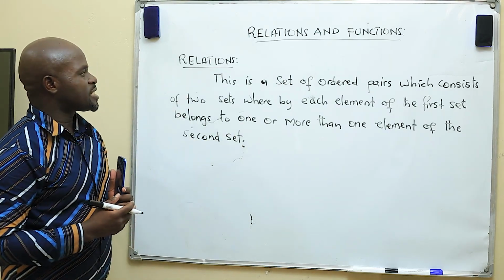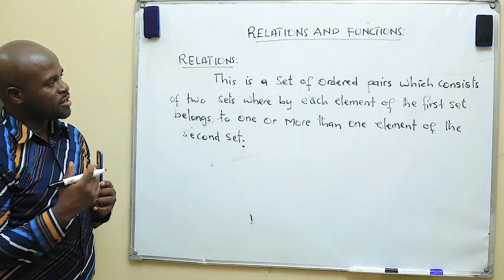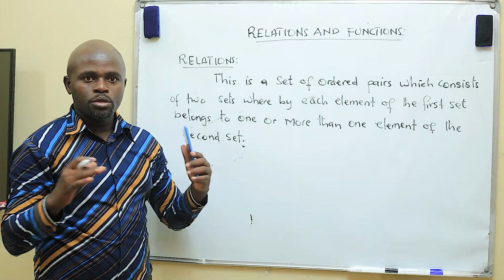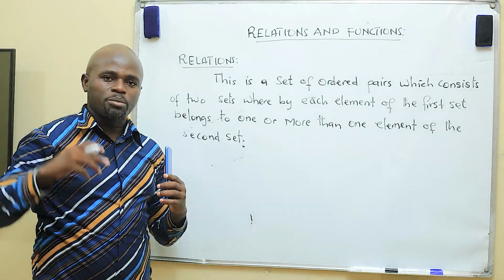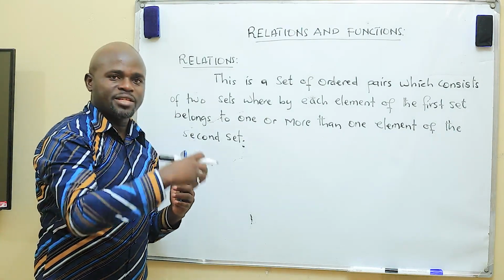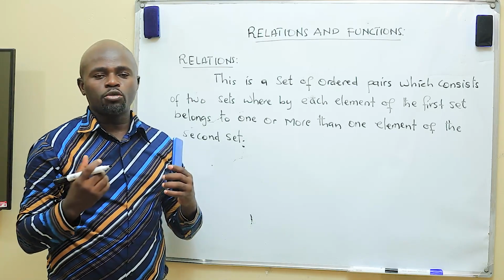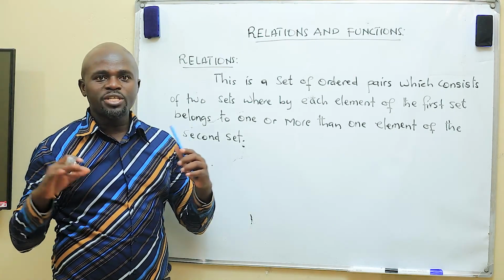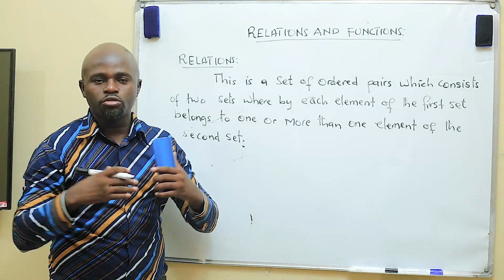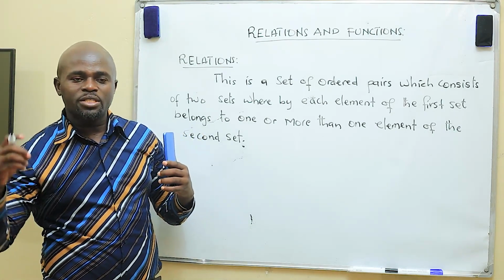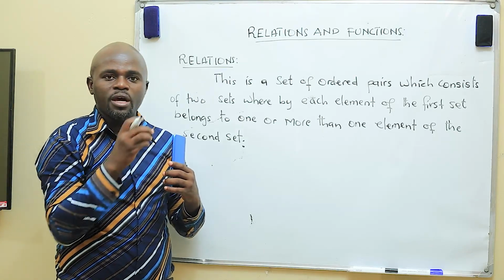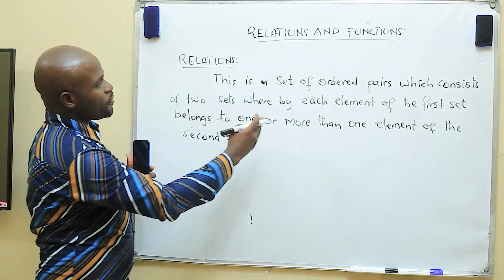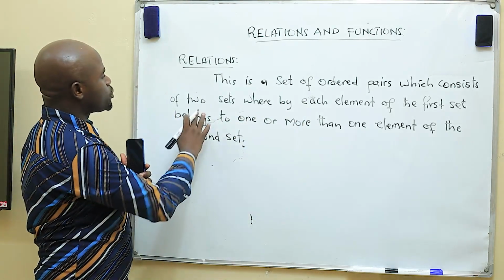By definition, this is a set of ordered pairs. If we speak about a set, here we are talking about two groups. We must have the first group and the second group, and in each group there are elements. In relation, we have to see how the elements of these two groups relate. How do elements of the first group relate with the elements of the second group?